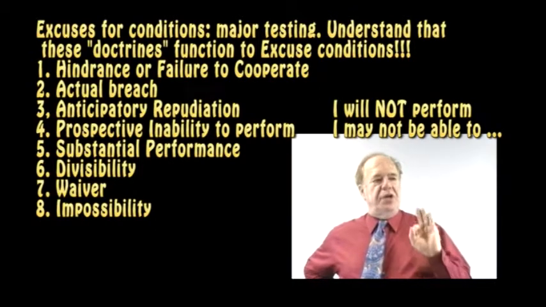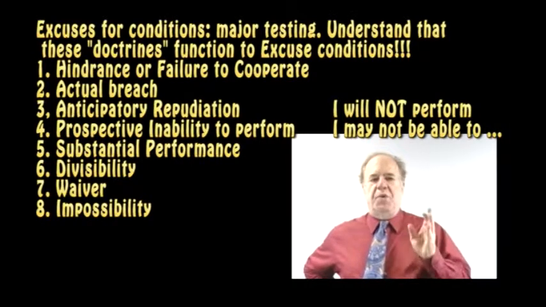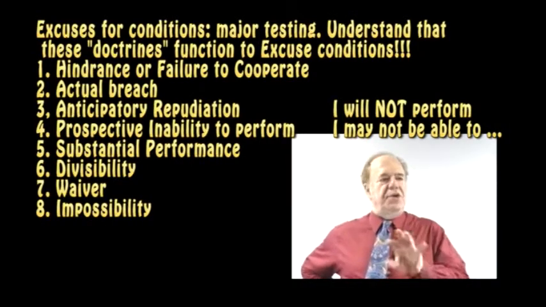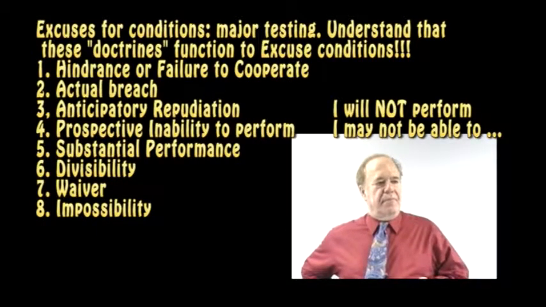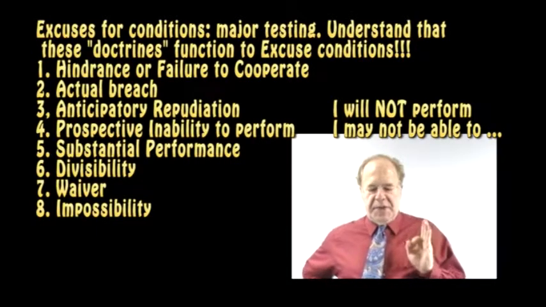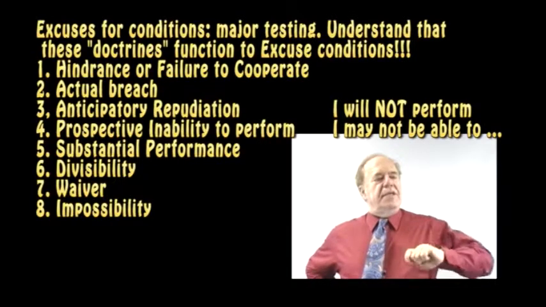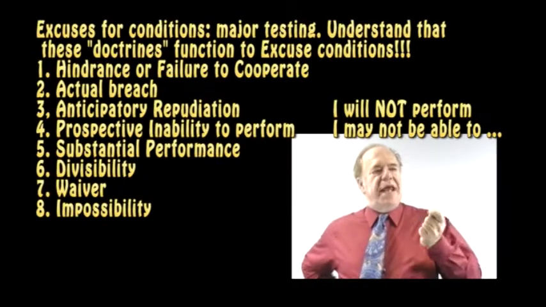Anticipatory repudiation involves a situation where one of the parties says, "I will not do it." They have to be clear: "I will not do a future performance." They have now repudiated. Prospective inability is simply something that puts the other party in doubt as to performance.